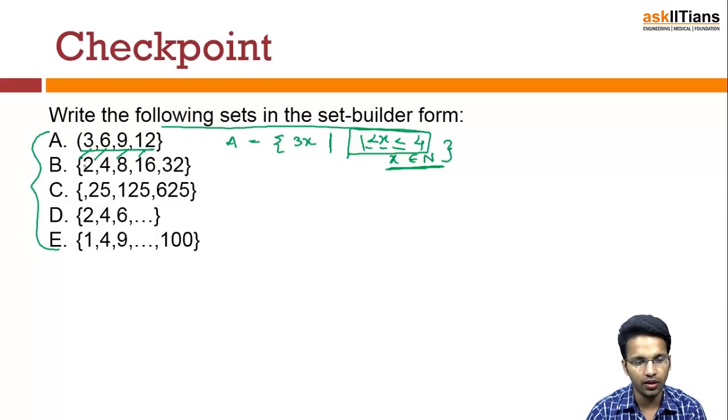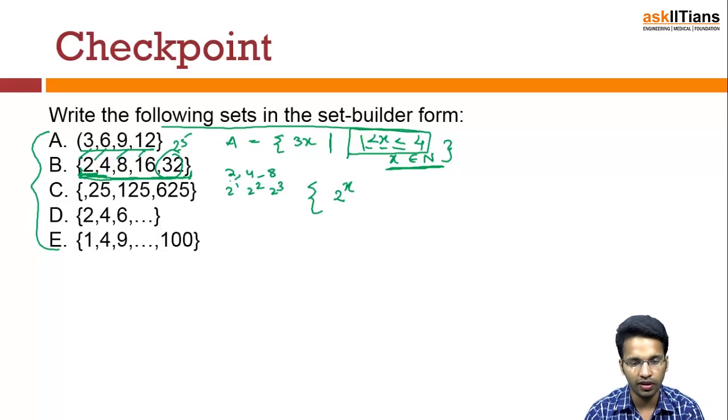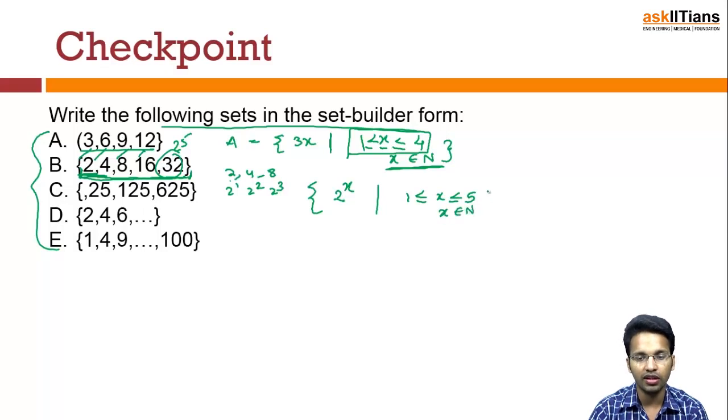So again, the second one. Now as you can see, when you are doing the roster form and converting into the set builder form, you have to observe the pattern in the elements. Now this is again, as I can see, 2, 4, 8. So this one is 2 raised to power 1, 2 raised to power 2, 2 raised to power 3. So my elements are like 2 raised to power x. Now this is 2 raised to power 5, this is 2 raised to power 1. So I can apply the condition on x. x is from 1 to 5 and x again belongs to natural numbers.